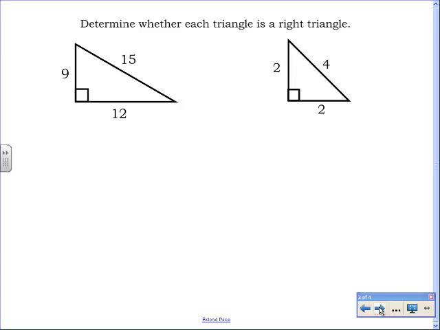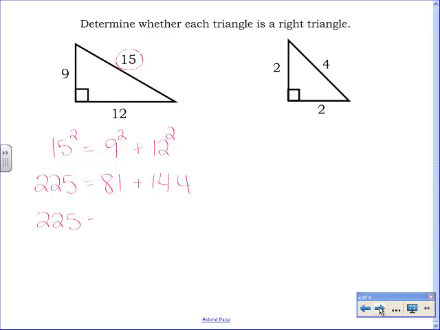In our first example, we have a triangle with side lengths 9, 12, and 15. The longest side is 15, so that will have to be on the side by itself. Then we write our equation: 9 squared plus 12 squared equals 15 squared. 9 squared is 81. 12 squared is 144, and 15 squared is 225. Adding 81 and 144 does give me 225, so I know this is a right triangle.